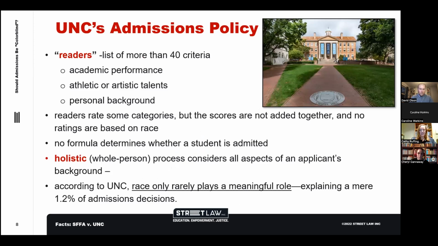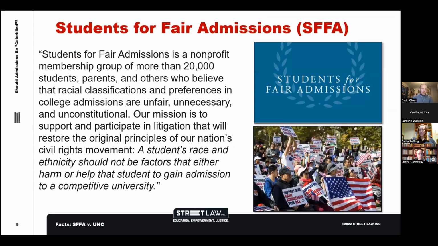I won't get into it in detail, because the case summary does. But essentially, they look at all sorts of criteria. They rate some things, but they don't rate race. They don't have a formula, and they're looking at things very holistically, or at least they say. And according to them, race only plays a meaningful role in a very small number of cases. But one of the things we always do in our case summaries is to make sure that you understand both sides of the issue.